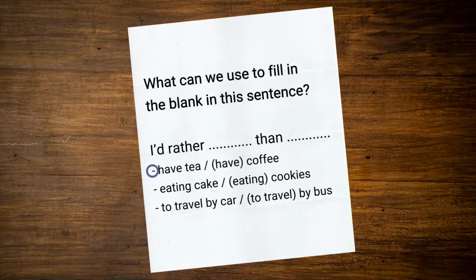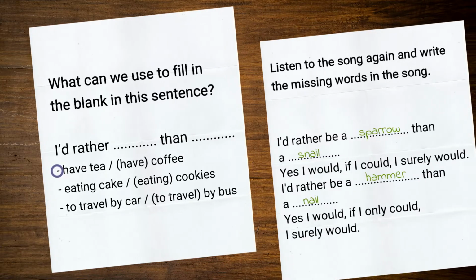Pay attention, I'm not giving them any rules, any mathematical rules. I'm not writing subject plus would rather plus, no. I'm checking them to come up with the answer themselves. Here they're going to say, have tea, have coffee, because in the song it says, I'd rather be, I'd rather sail away. So they can easily see that that is how the verb is used in this structure.